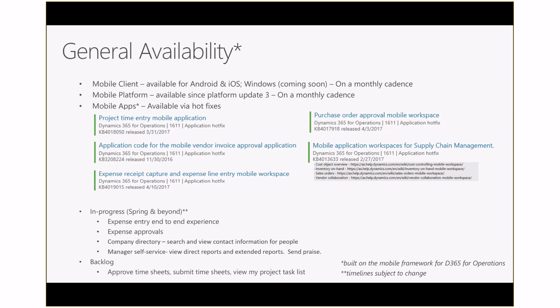The next piece that we are looking at is expense approvals, followed by company directory related scenarios where you should be able to quickly search and view contact information for people from the global address book. Last but not the least, from an HR perspective, we are looking at some self-service scenarios where a manager can view their direct reports and extended reports, and also send some praises when they accomplish something in their work, right? So these are some of the items that we are actively working on.